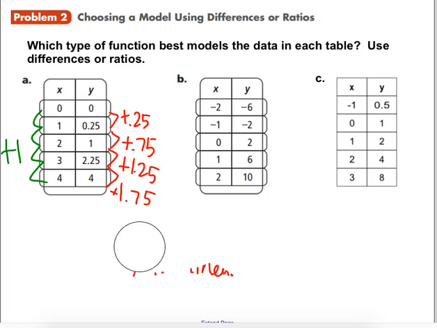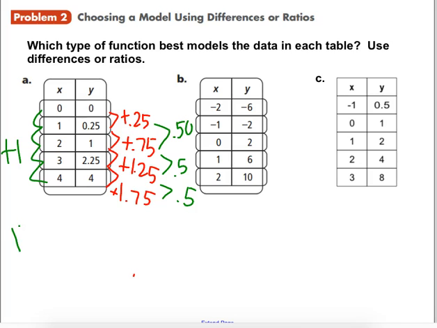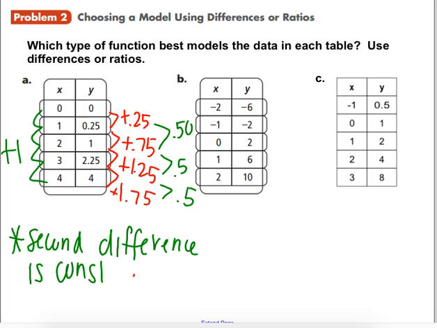So I'm going to erase these. So how far is it from 0.25 to 0.75? Well, it's 0.5. How far is it from 0.75 to 1.25? Oh, another 0.5. And 1.25 to 1.75? Look at that, another 0.5. So if our second difference is constant, which one is it? It is quadratic.